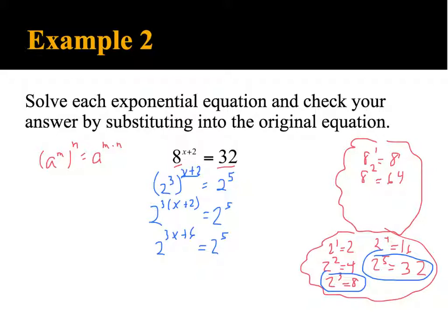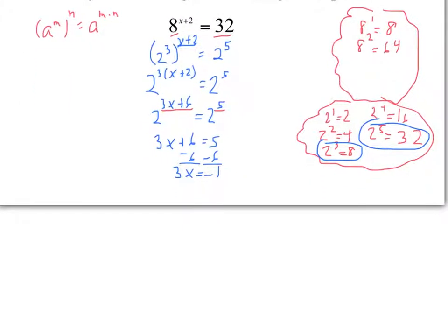And now that it looks in this form, we can go ahead and set the exponents equal to each other. It's okay now to take this and set it equal to the 5. And so we get 3x plus 6 is equal to 5. We subtract 6 from both sides. So we get that 3x is equal to negative 1. Let me scroll down a little bit. And so we get that x is equal to negative 1/3.